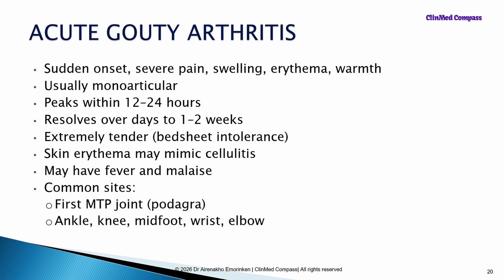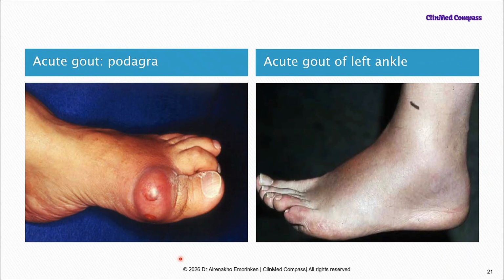Monoarticular presentation is typical early in the disease. On this slide, you can see the clinical photographs of acute gout affecting the first metatarsophalangeal joints, what we call podagra, as well as the ankle joints. You will notice the redness, swelling, and tense, shiny skin. This is typical of acute gout.